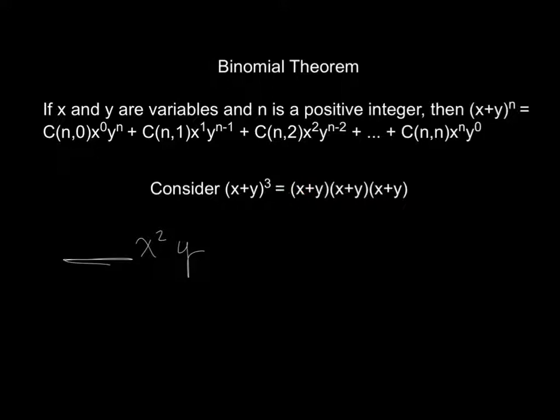Or we could choose these two x's, and then we'd have a y term from here. Or we could choose an x from here, a y here, and an x here. Again, that would give us an x squared. So there are three possible ways for us to choose two x's. In other words, from the three possible terms, we're going to choose two of the terms to take our x from, and from the remaining term we will take our y. So 3 choose 2 will be the coefficient of our x squared y term.